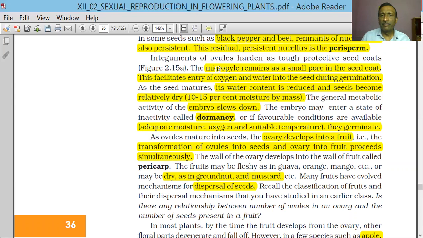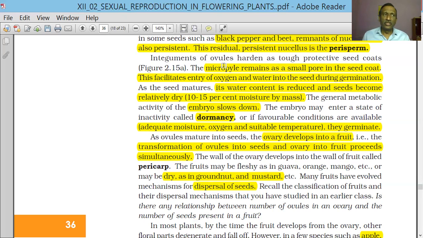Now, there is a minute pore left between the endosperm and the integument, and that is known as micropyle. Micropyle is that small opening through which the pollen tube enters, and it still remains even after formation of the seed. It serves as a gate or opening through which oxygen and carbon dioxide are exchanged during respiration, and during germination the water enters through this.